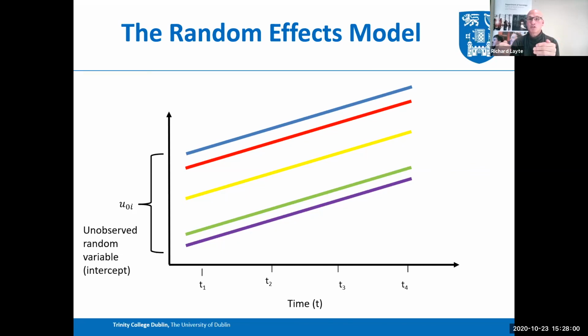And multi-level models are a version of what's known as a random effects model, right? And why is it called a random effects model? It's a random effects model because it uses unobserved random variables to achieve that clustering of points within individuals. Okay, so let me give you an example here.